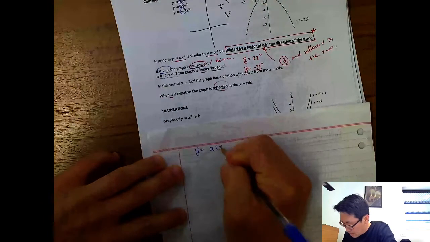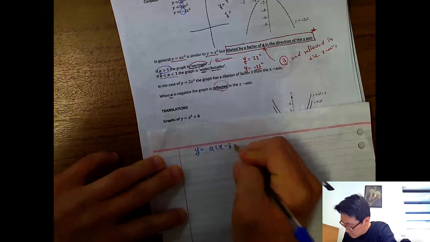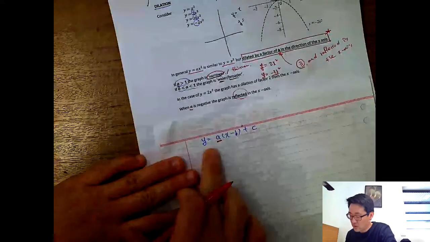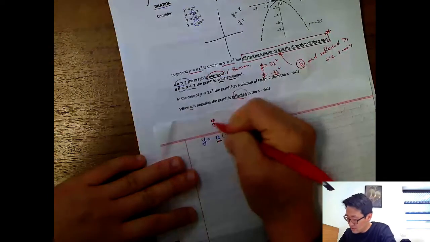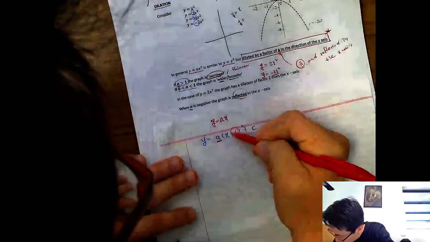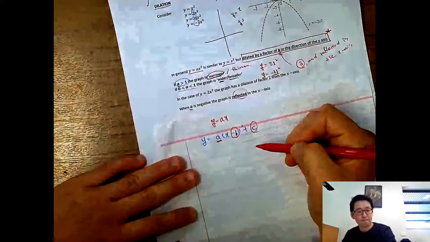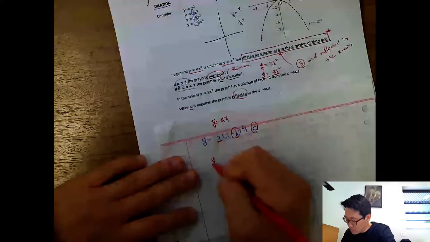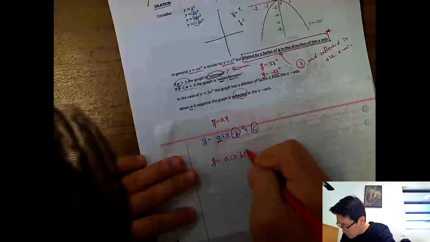Y equals a times x minus b, all squared, plus c. We covered that part, wasn't it? Yeah, we covered that part, since this basic form was ax squared. And now we're dealing with that b and c. The b is still inside the squared form, so I'll just go y equals a(x minus b) squared.